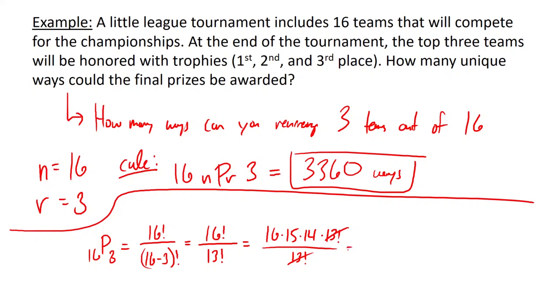All you really end up with is 16 times 15 times 14, which gives you the same answer. It's exactly how it would be if you did the basic counting rule, because there are 16 teams that could win first place, and once someone wins first, there are 15 teams that could win second, and then 14 that could win third. But the calculator just shortcuts the whole thing.